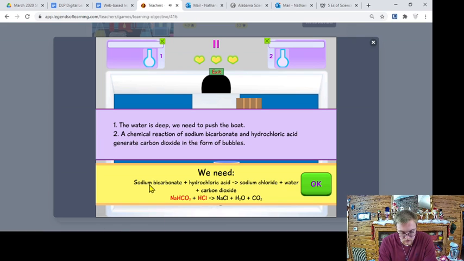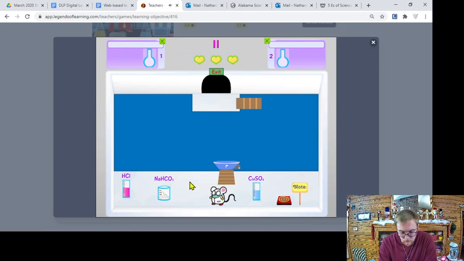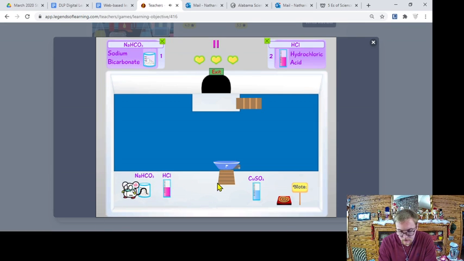So what do we need? We need sodium bicarbonate and hydrochloric acid. So we need NaHCO3 and HCl. So, do we see it? I see NaHCO3, sodium bicarbonate. I also see hydrochloric acid, HCl.